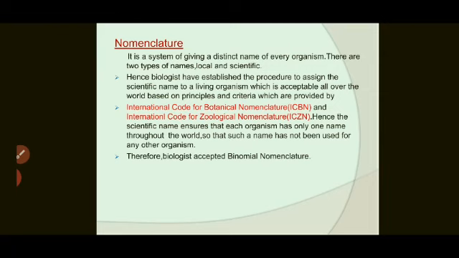Hence, the scientific name ensures that each organism has only one name throughout the world, and that such a name has not been used for any other organism. Therefore, biologists have accepted binomial nomenclature. So to facilitate the study, a number of scientists have established this particular system called binomial nomenclature.